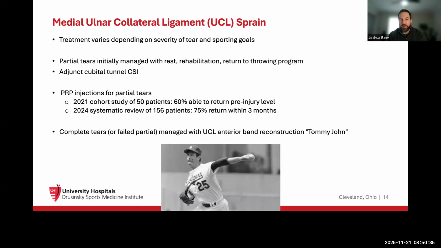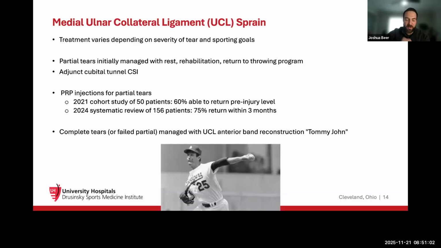And then there was also a follow-up study in 2024 that reviewed a bigger population and had about 75% return to throwing within 3 months. If there is a complete tear, or if they failed non-operative management of partial tears, then they go on to have a UCL reconstruction, also known as the Tommy John surgery.